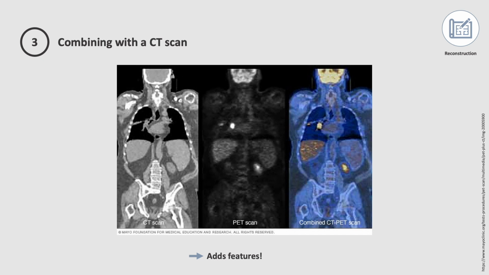A third possibility is to combine the image of a PET scan with a scan from another imaging technique, for instance, from a CT scan. This allows the doctors to analyze the body from a metabolic and an anatomical point of view. As we learned in the introduction video, this is now almost always done by a PET CT scanner, which creates a combined image. It's not commonly done with separate scans anymore.